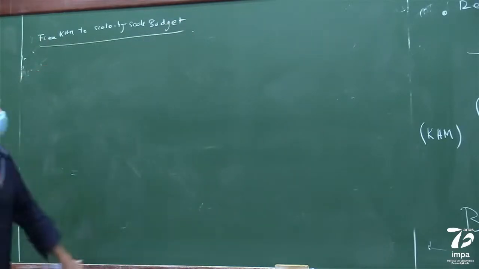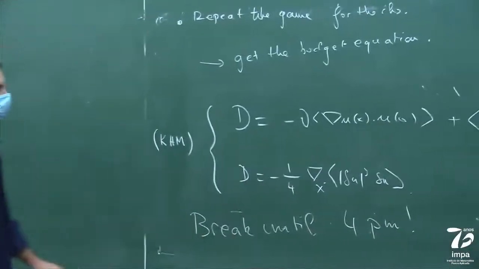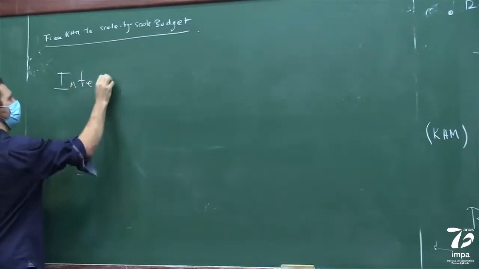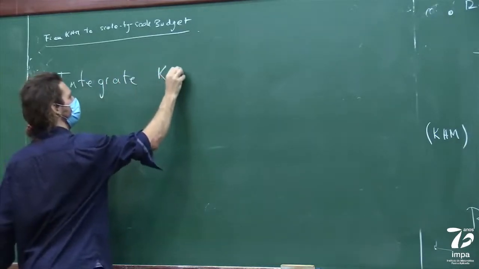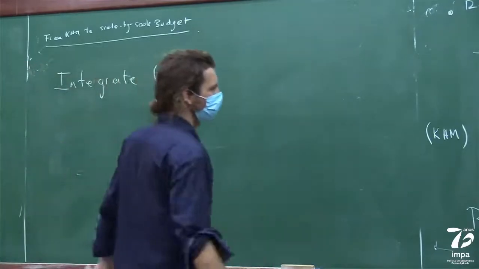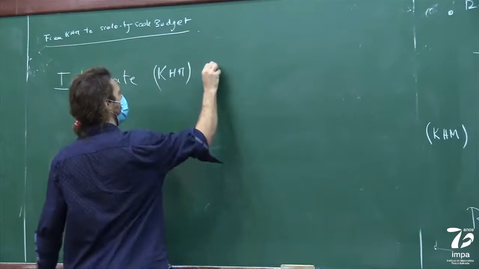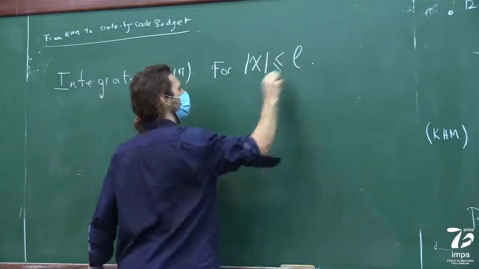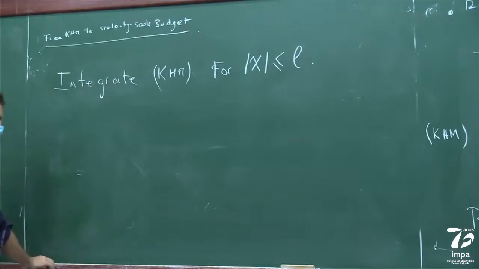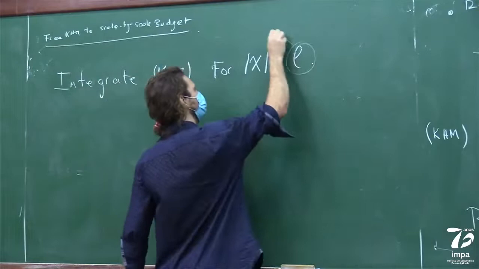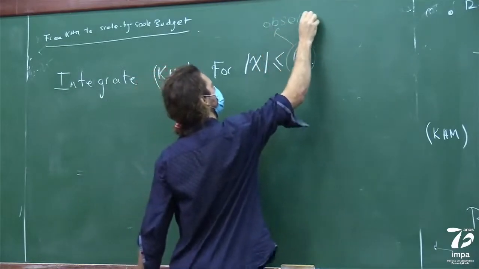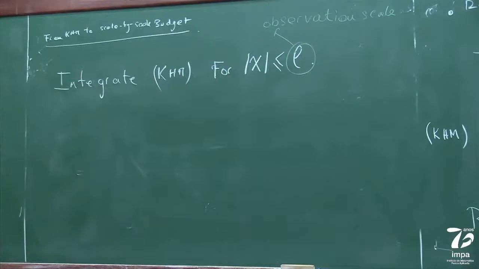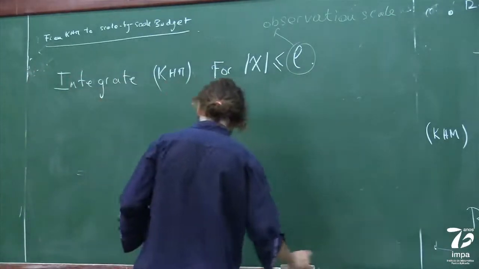What we are going to do is just integrate the Kalman-Haworth-Bonner steady state equation on both sides for a separation x below a given observation scale. Then what we have is the following.